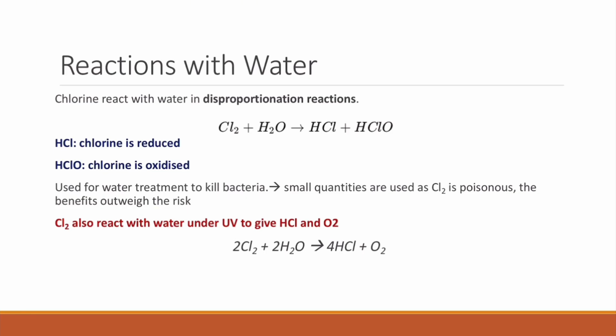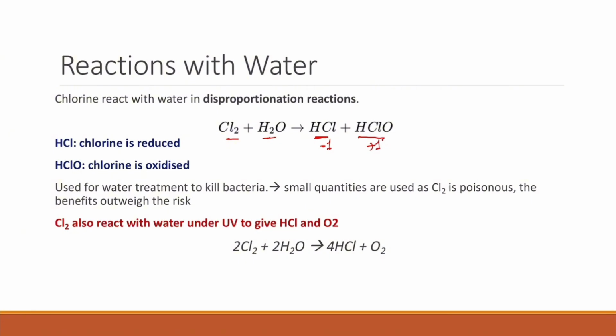Reaction with water. Chlorine reacts with water in two types of reaction. Both of these will be redox reactions. The first one is a disproportionation reaction, where chlorine reacts with water to give two acids, which are hydrogen chloride and hydrogen chlorate(I). These are the two acids. Again, this is disproportionation because the chlorine was oxidized and reduced. Chlorine in HCl was reduced because the oxidation state is -1, and in chlorate(I), it's +1, so this is oxidized. This is why we use chlorine for water treatment, because the hydrogen chlorate(I) can be used as an antibacterial.